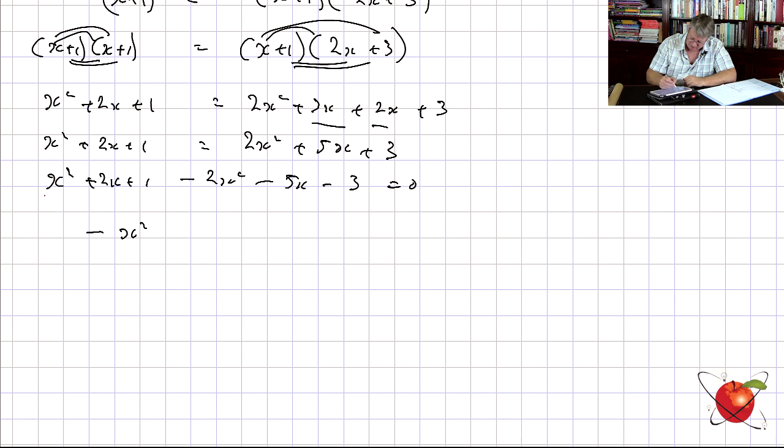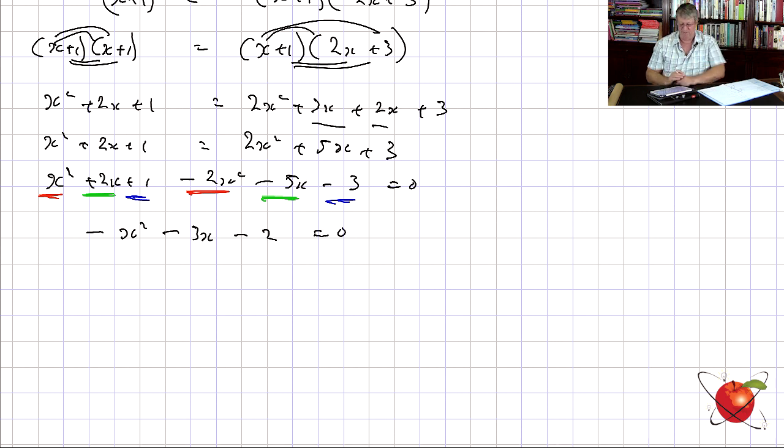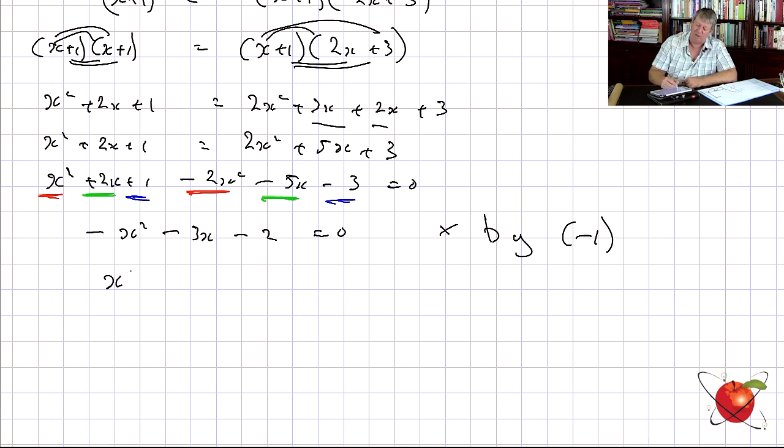Let's do red. X squared. There, we group those, right? Green. 2x and 5x. Group them. And lastly, the 1 and the minus 3, right? Group them, then add and subtract them, whatever they want you to do. We end up with minus x squared minus 3x minus 2 equals 0. Now, why did I choose this one? Because it's got a minus sign in the middle of it. Well, straightforward. We go and multiply by minus 1, which essentially changes all the signs.